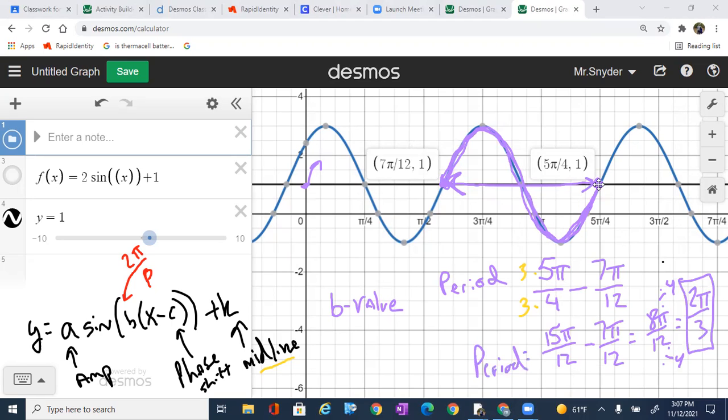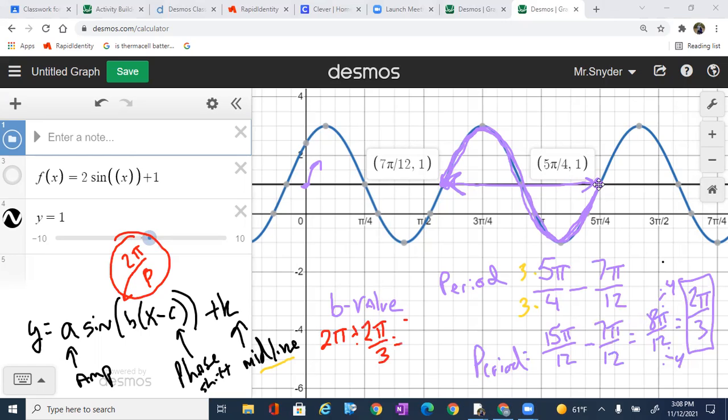Okay, so the period is equal to 2 pi over 3. Well, what is the b value? I've got it right in red. The b value is 2 pi over p. So if I want to find the b value, I need to say 2 pi divided by 2 pi over 3. Well, how do we handle that?